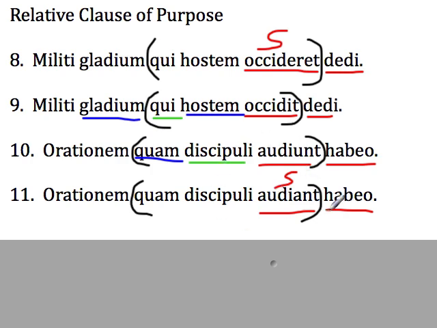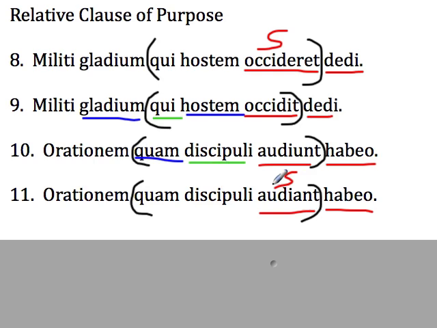But if we take the same sentence and make a subjunctive verb in our relative clause, it now means I am giving a speech which the students might hear. In other words, it's telling you why you're giving a speech. So we might translate this one, I am giving a speech so that the students might hear it.